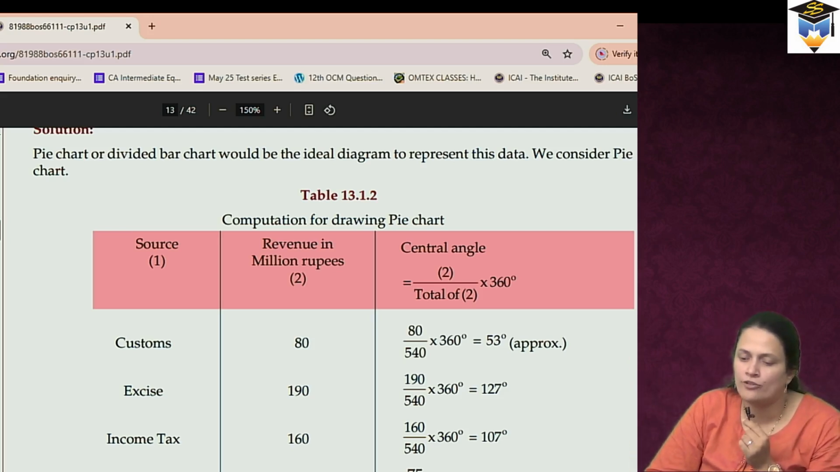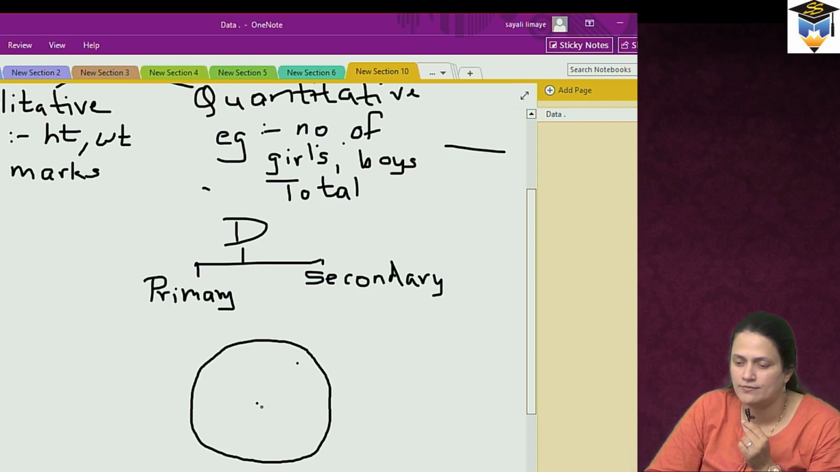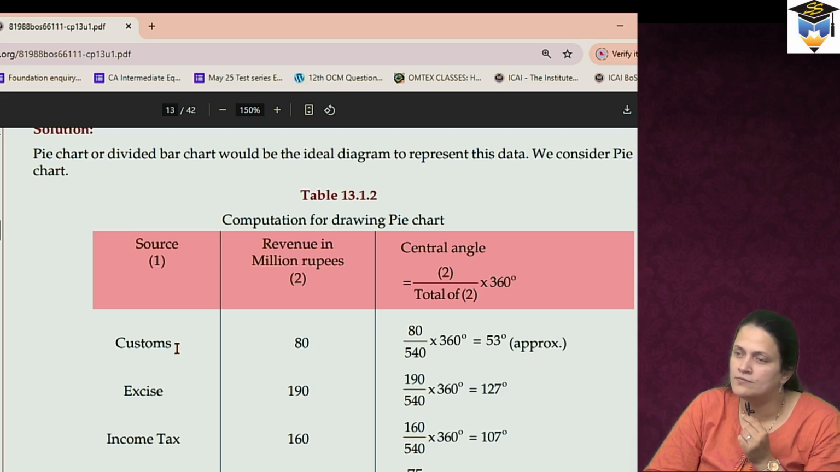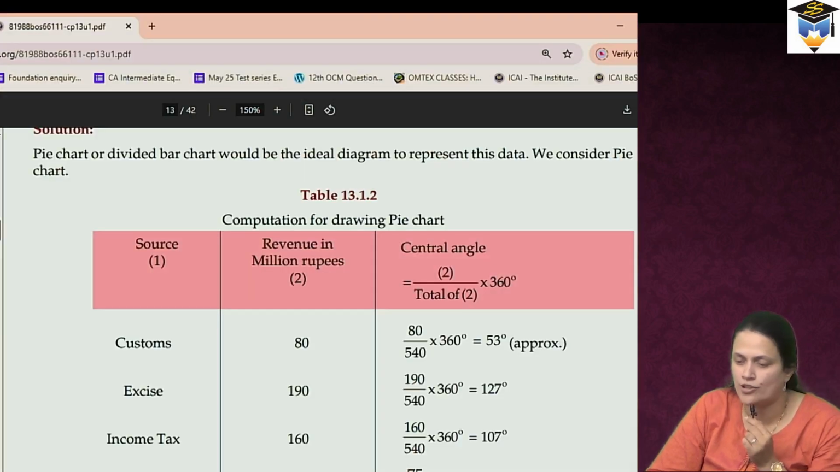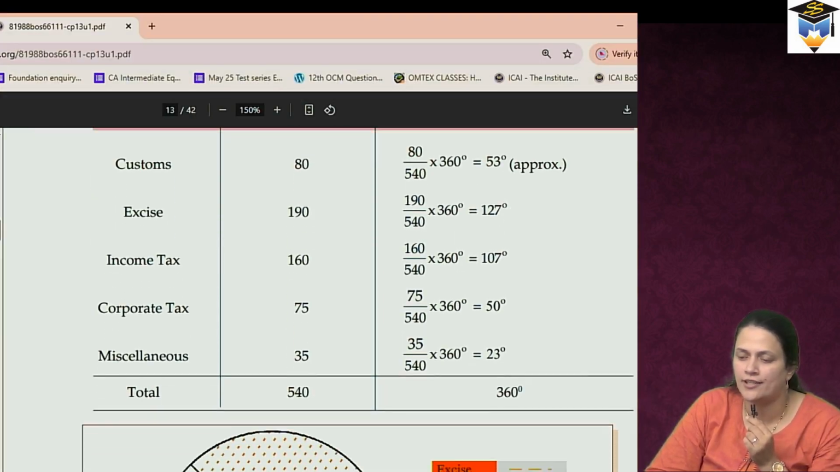So how will I draw it in the pie chart? Take the baseline, draw 54 degree ka angle. This is 54. So this will be my customs. Similarly, I will find out excise duty, that is 127. I will again draw a graph. This is excise, and so on. So in this way, pie chart is drawn and the calculations are done.